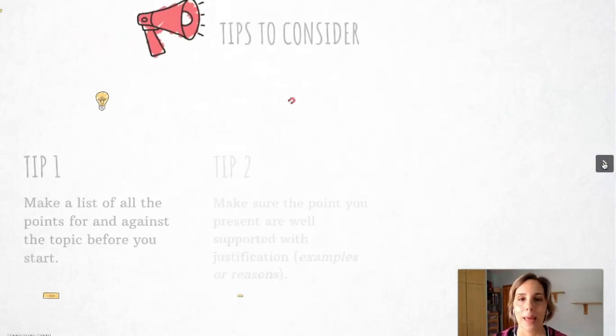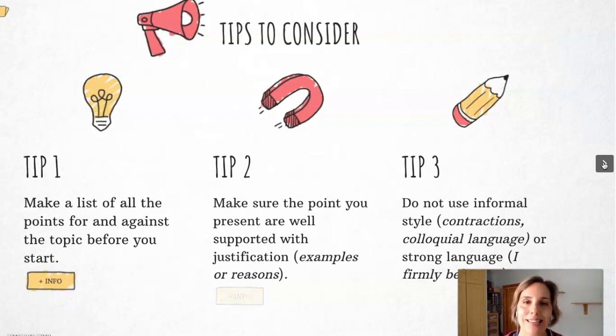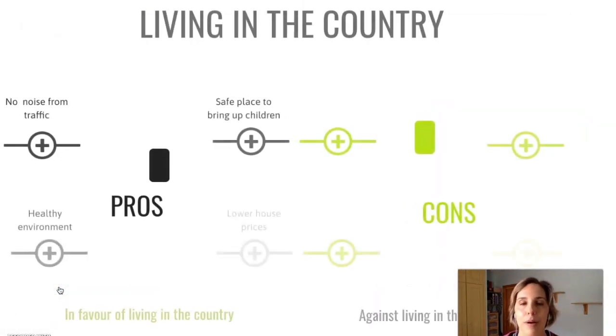Now, things to remember when writing a pros and cons essay. The most important thing is tip number 1. You should take a piece of paper and make 2 lists, the pros and cons that you can think of for the particular topic. This is an essential part of your writing process, and you shouldn't start writing your essay without having done this tip first.